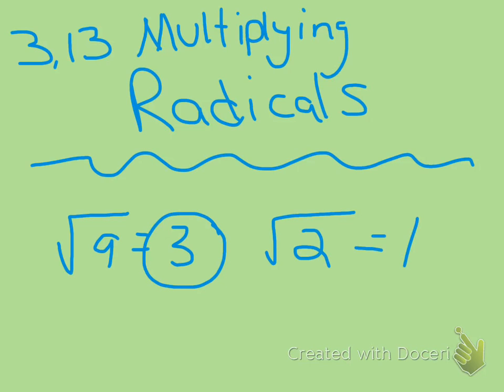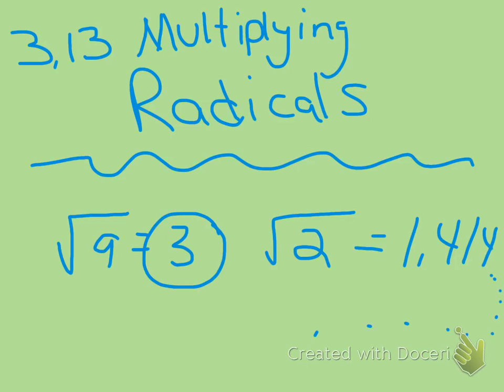It's actually 1.414, and it keeps going on and on. It doesn't just repeat 1414, 1414. If it did, then it would be a fraction. We could make it into a fraction.